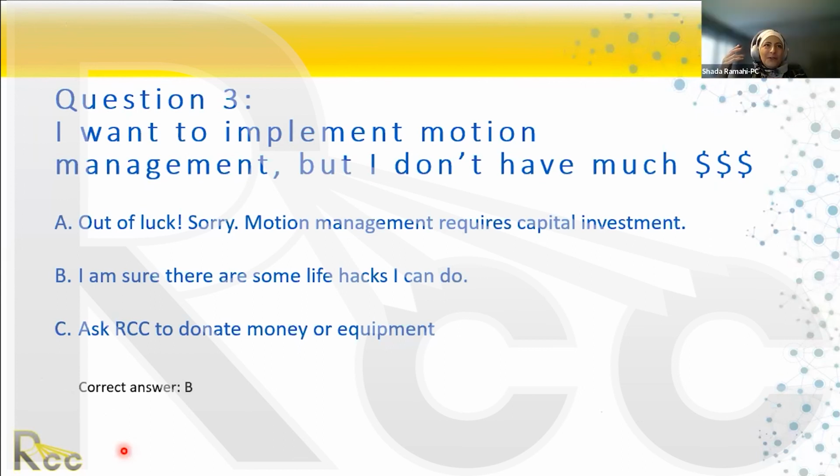If you're already implementing motion management, that's really good. I appreciate that, and your patients definitely appreciate that. But if not, and if you're thinking of implementing motion management but you only have a limited budget, the question would be, well, out of luck, sorry, it costs a lot of money. It's capital investment. Or you can ask RCC to donate money or equipment. Then that's for you. Or maybe we could use some life hacks, right? So there are some life hacks that we can do. Okay, so I guess some people will ask RCC for donations.